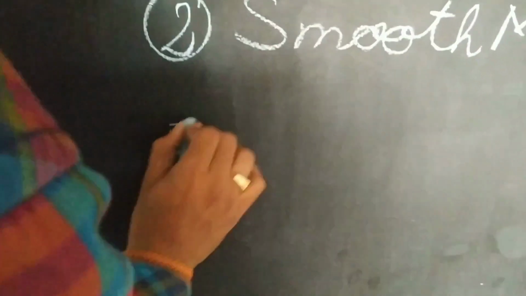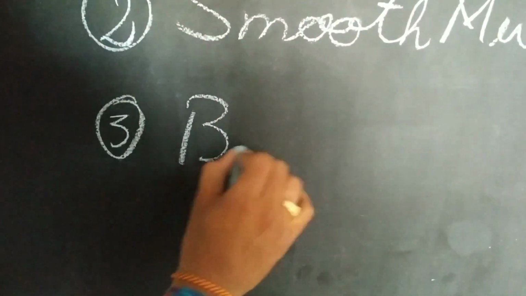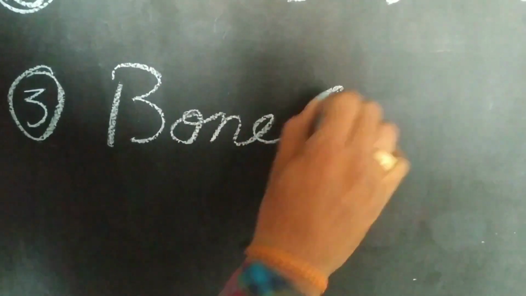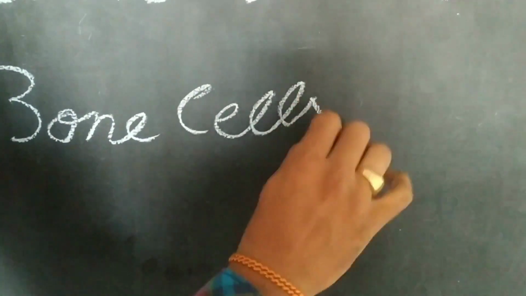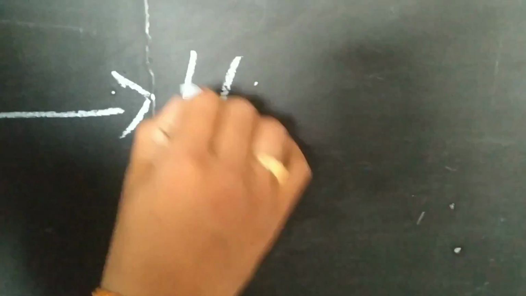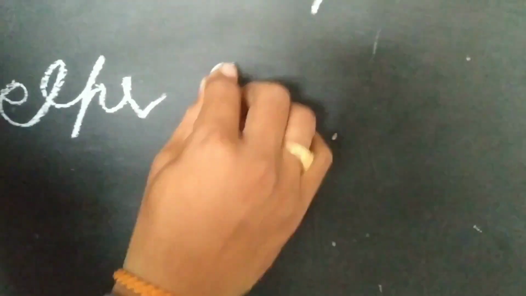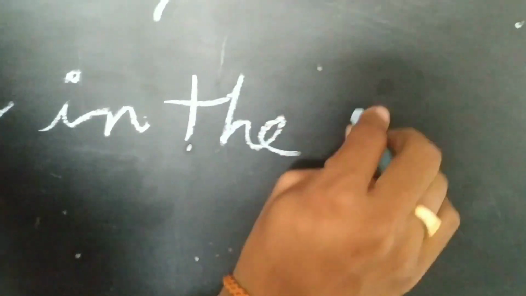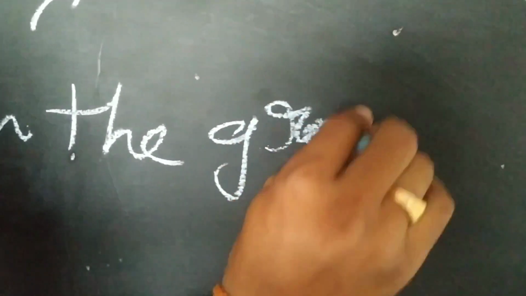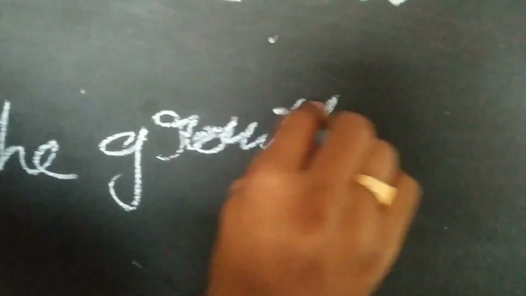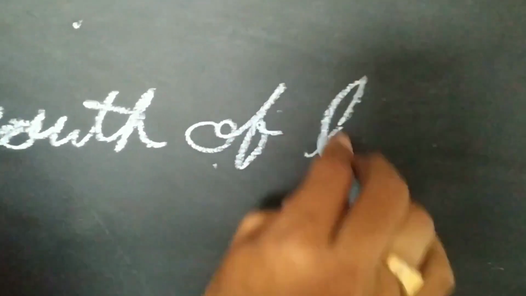The third one is bone cells. Its function is helps in the growth of bones.